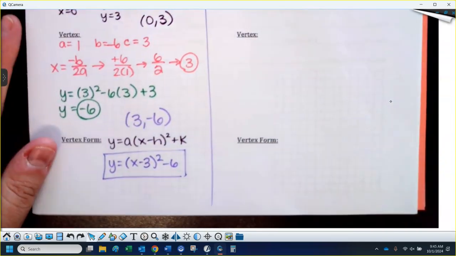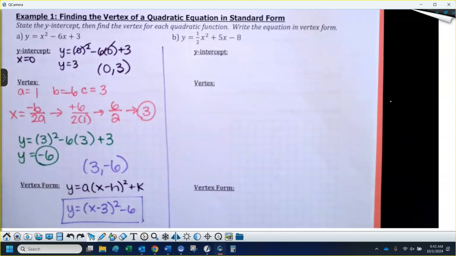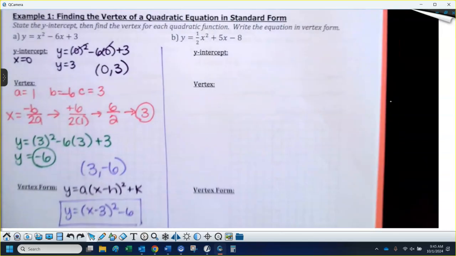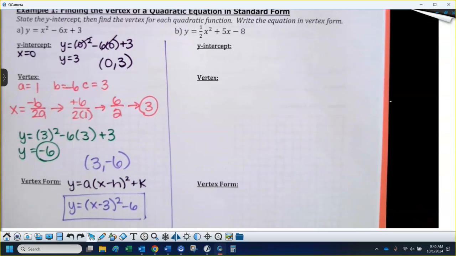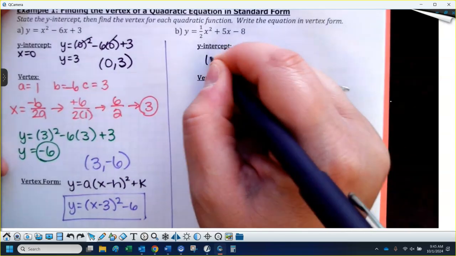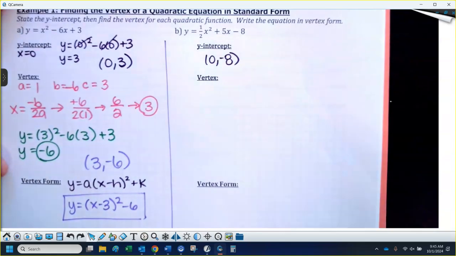So we'll try one more example here. This one has a little bit different a, b, and c values. So I've got 1/2 x squared plus 5x minus 8. Who could tell me what the y-intercept would be for that graph? Excellent. So this would just be (0, negative 8).